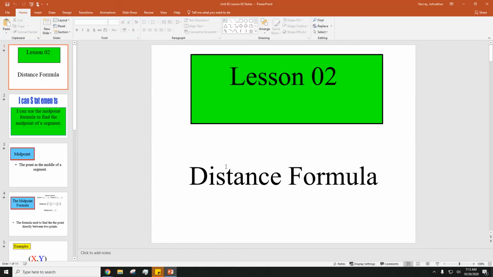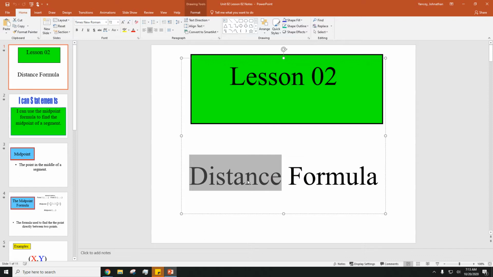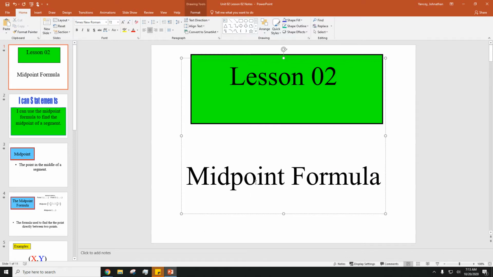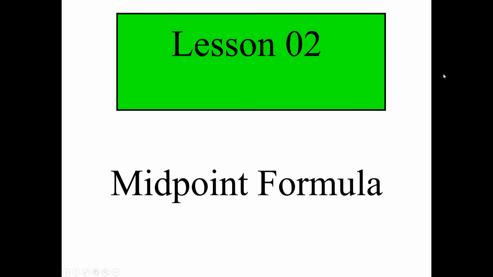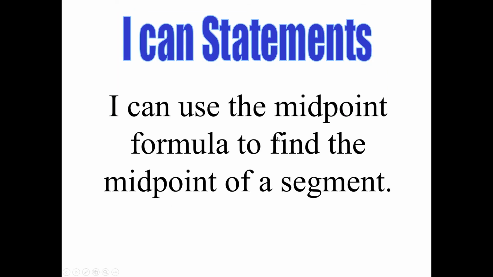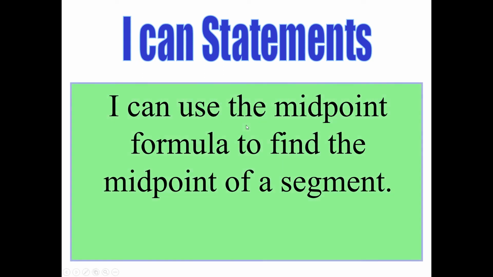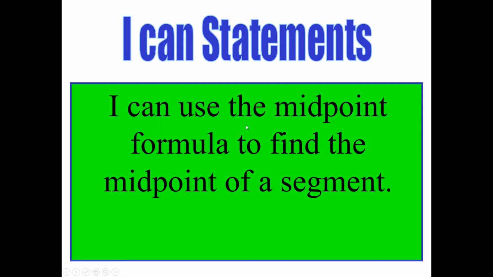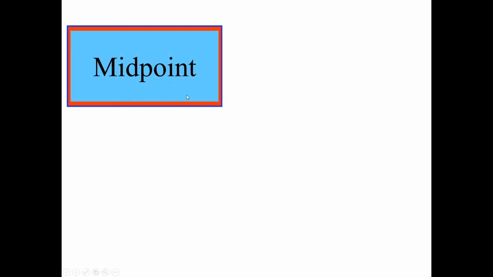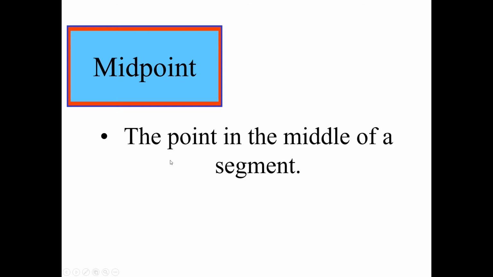So I'm going to make this change live, because this is actually over the midpoint formula, not the distance formula. My bad. So, midpoint formula. I can use the midpoint formula to find the midpoint of a segment. What the midpoint formula does is we take 2 points, two coordinates, x, y, for both. We find what point is directly in between those 2 points. Just to make sure you remember, a midpoint is the point in the middle of a segment.